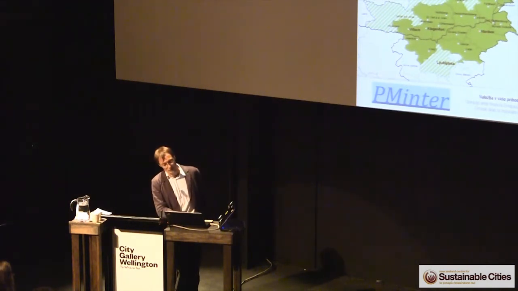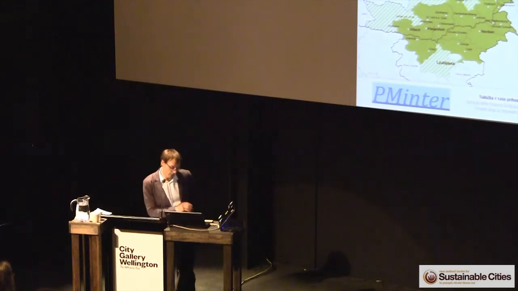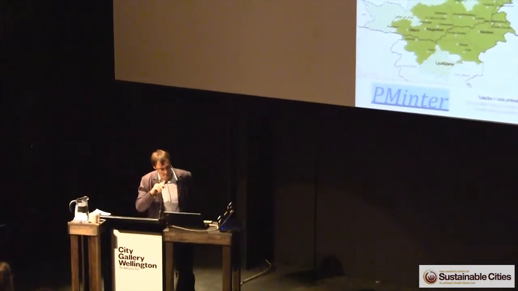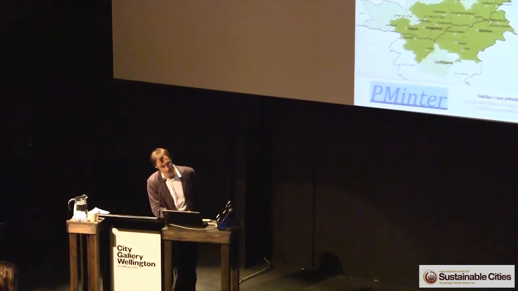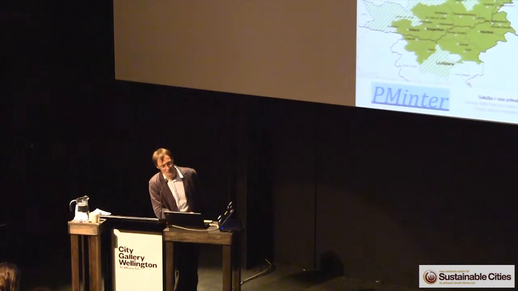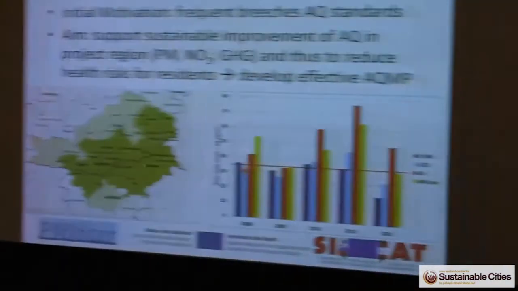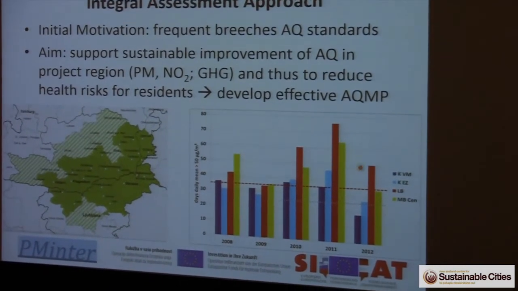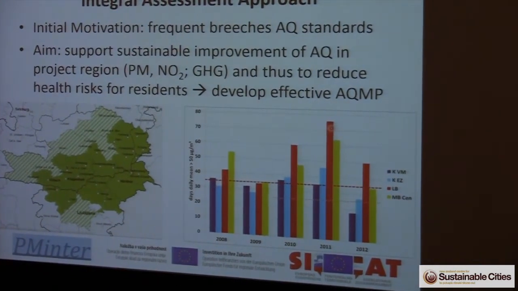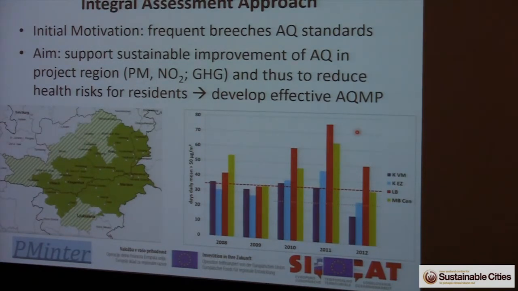And on the right-hand side, you see the number of days which exceed the daily mean of 50 micrograms per cubic meter for PM10. And here on the lower line is the Austrian limit, and the upper line is the EU limit. And you see here quite some frequent breaches, and especially here at that station, there are 73 days exceeding these 50 micrograms. That's in a town with 9,000 inhabitants.